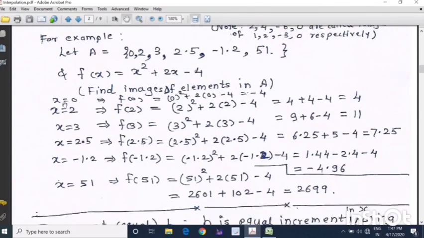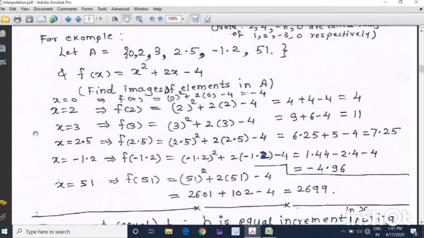Consider x equals 0. So in the formula of f(x), we will put x equals 0 wherever there is x. So you can observe here that f of 0 equals 0 square plus 2 into 0 minus 4. So 0 square is 0, 2 into 0 is also 0. So 0 plus 0 minus 4 equals minus 4. So it means that the image of x equals 0 is minus 4.